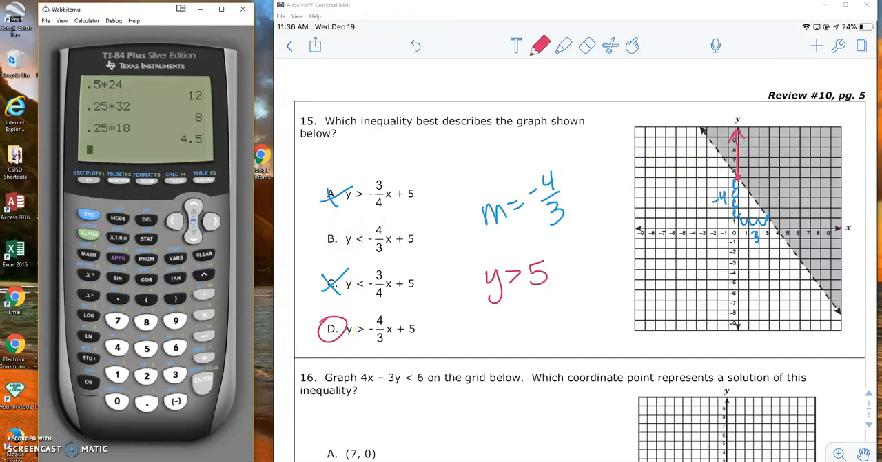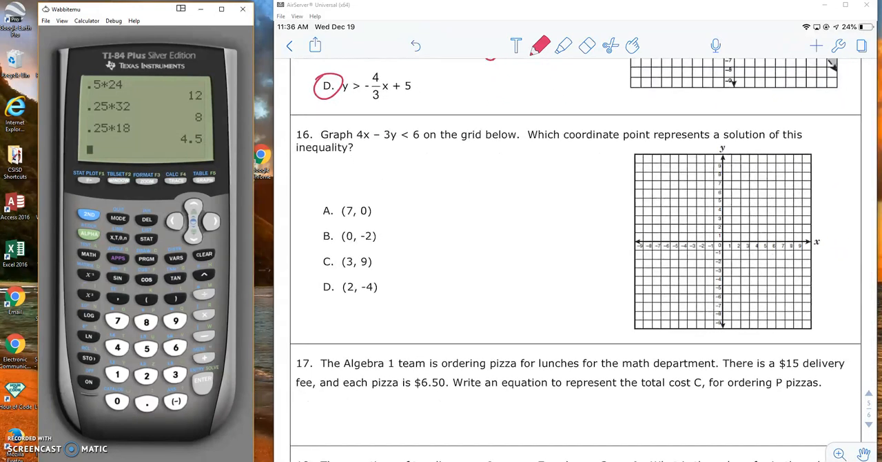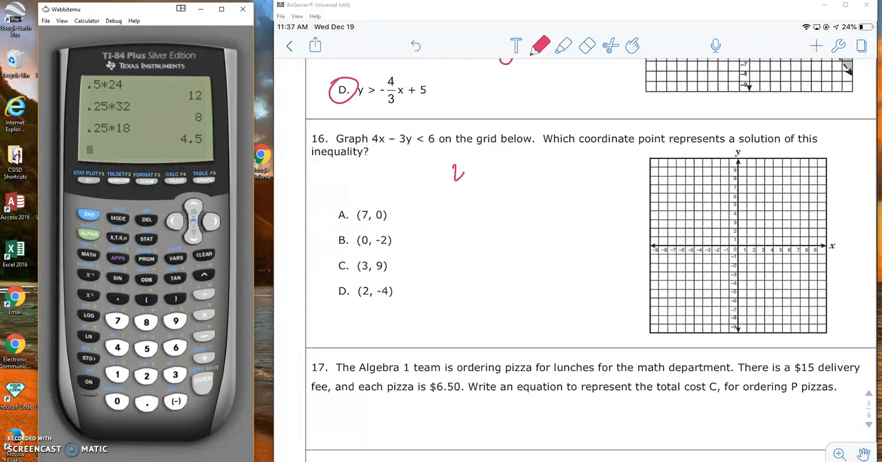Alternatively, you could pick an easy point, let's say 10, 0 or 0, 10, and plug those points in for X and Y and do a point test to see if your inequality is true. 16 asks us to graph the inequality 4x minus 3y is less than 6 on the grid below, and then identify which coordinate point is a solution.